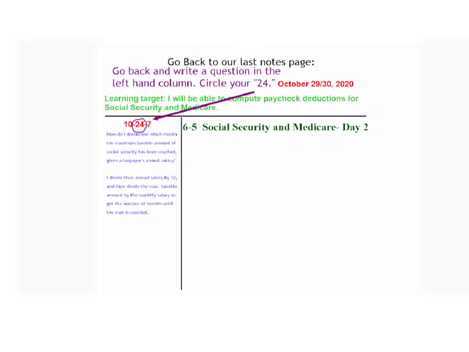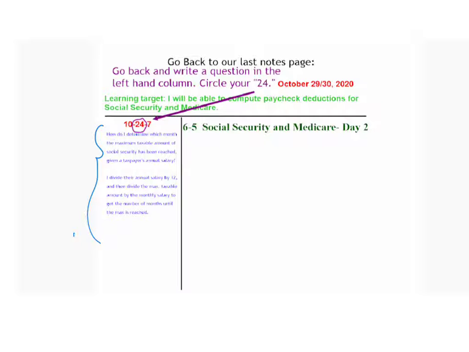Let's go back over our last notes page. Write a question in the left-hand column. You are welcome to use the one that I have here, which is, how do I determine which month the maximum taxable amount of Social Security has been reached given a taxpayer's annual salary? And what you do is you divide their annual salary by 12, and then divide the maximum taxable amount by the monthly salary to get the number of months it would take until the max is reached.